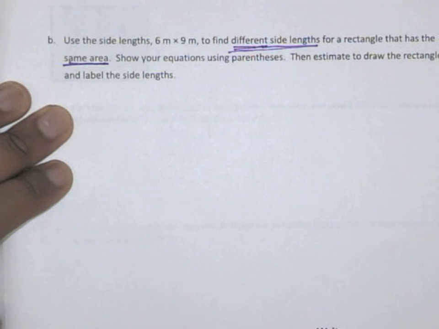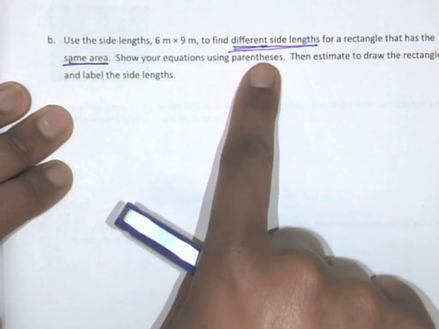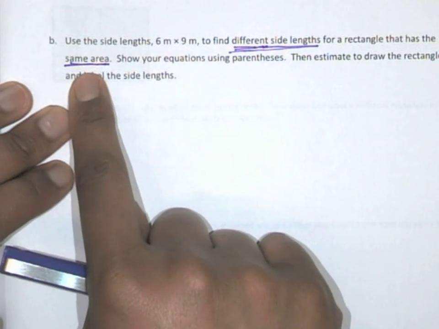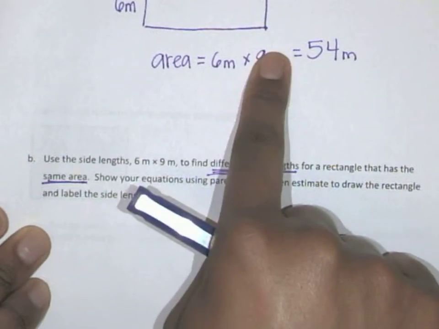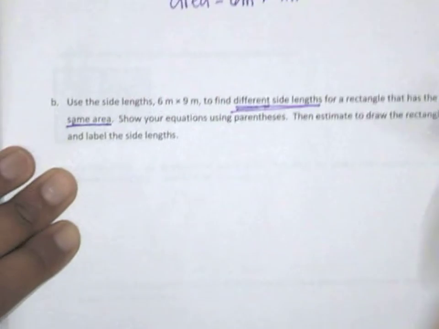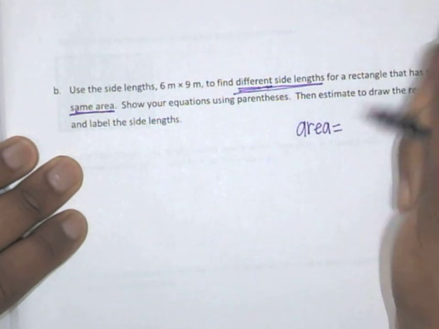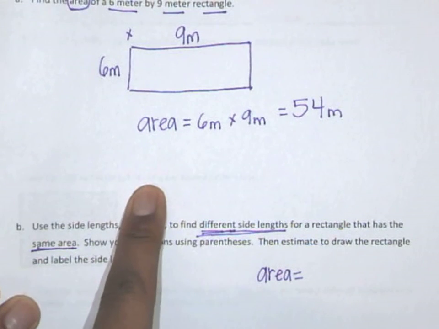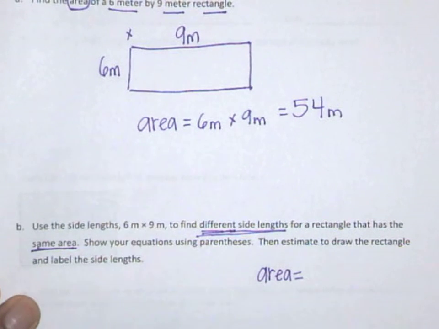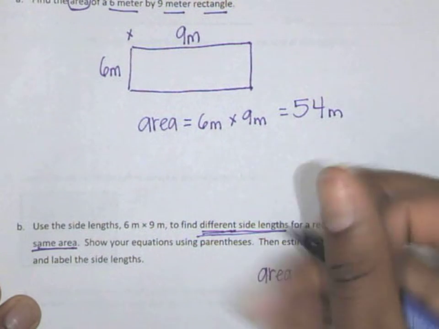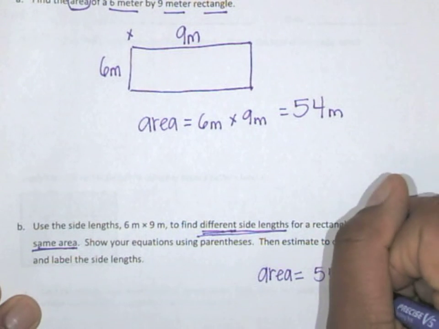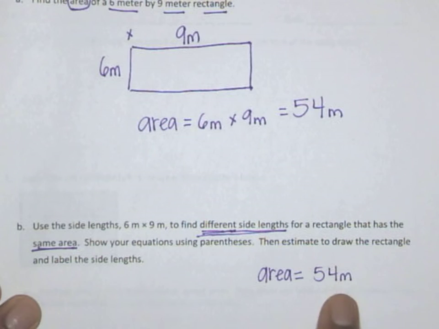Okay, so from this first sentence, I know that I'm making a rectangle with different side lengths that has the same area as my rectangle from part A. So let's go ahead and write what our area will equal. What is our area? If it's the same as part A, what is our area? That's right, it's 54 meters. Please be sure to include your unit here.